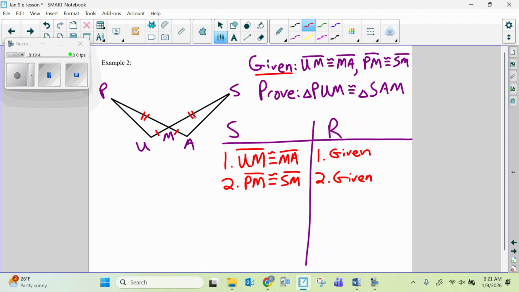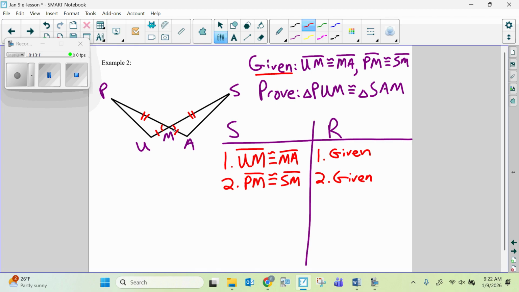cross each other creating vertical angles, right? So I'm going to get a pair of angles congruent here. This angle and this angle. Now, sometimes students call this angle M congruent to angle M. But again, we want this proof to be super duper clear. Angle M congruent to angle M is a little confusing because there's multiple angle M's in this picture. So I'm going to name them every time. I'm going to do this every time I have vertical angles. I'm always going to name them with 3 letters.